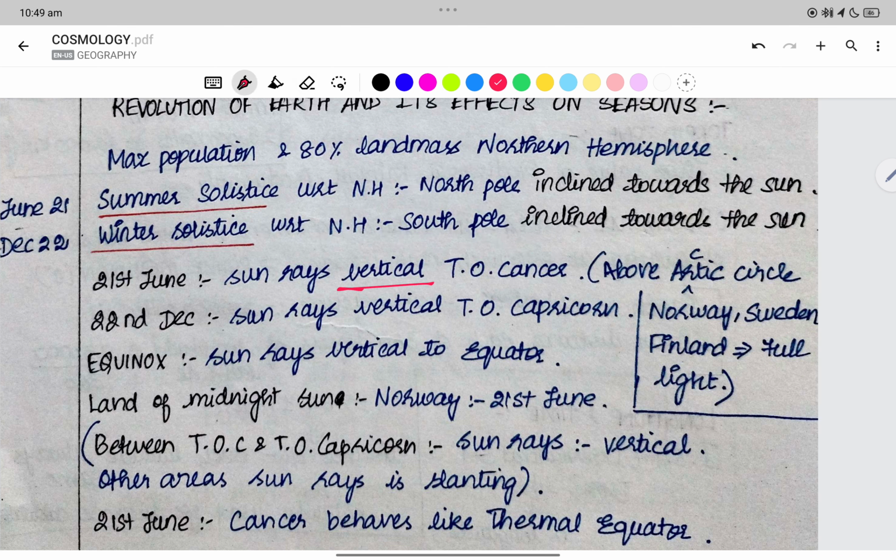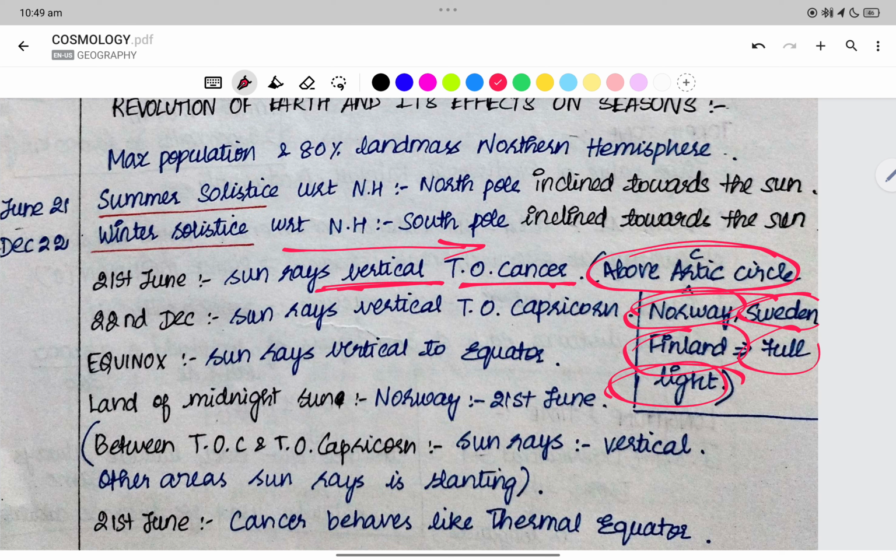On 21st June, the sun rays are straight vertical to the Tropic of Cancer. Above the Arctic Circle, Norway, Sweden, Denmark, they have full light. So above the Arctic Circle it is always full light, right? On 22nd December, the sun rays are vertical at the Tropic of Capricorn. Therefore, the Arctic Circle has full darkness.